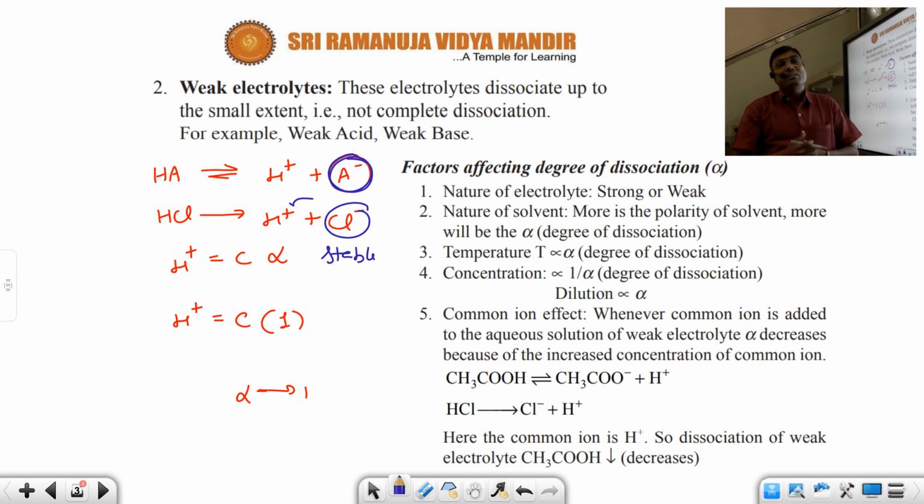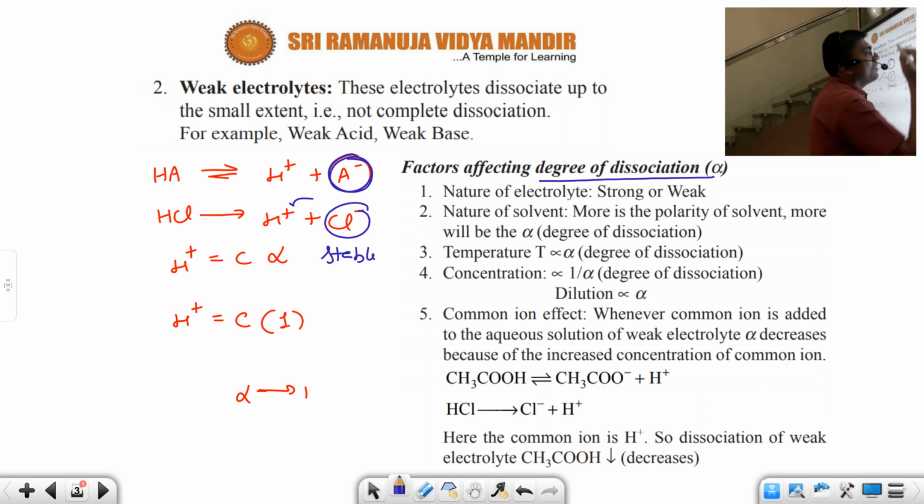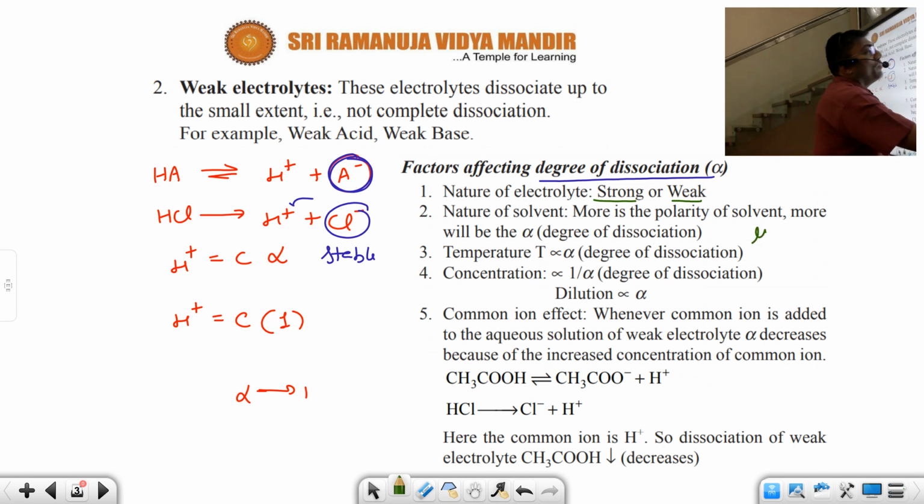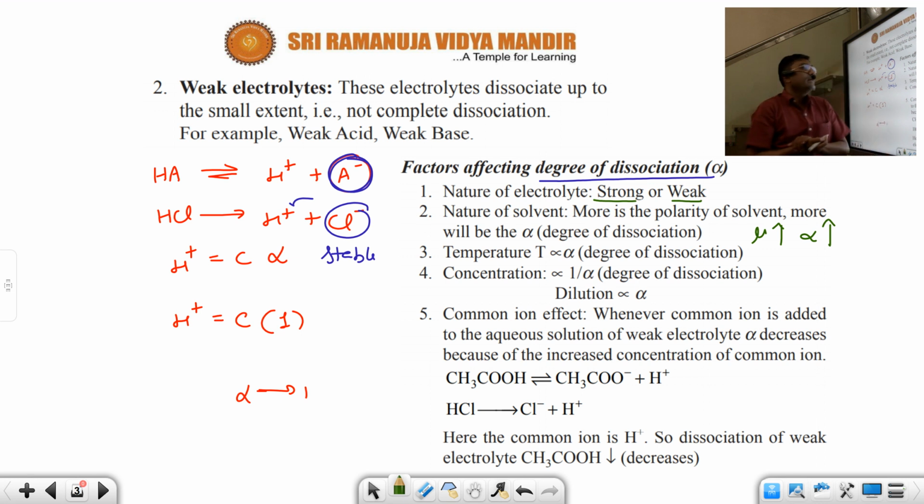Well, ultimately, to what extent is the acid weak or the base weak? That is defined by the degree of dissociation, called alpha. This degree of dissociation depends on the nature of the electrolyte, as we already discussed. Alpha is equal to 1 in strong electrolytes, and here it varies. It also depends on the nature of the solvent, its polarity. If the dielectric constant increases, naturally alpha increases. For example, water has a high dielectric constant and alpha also increases.